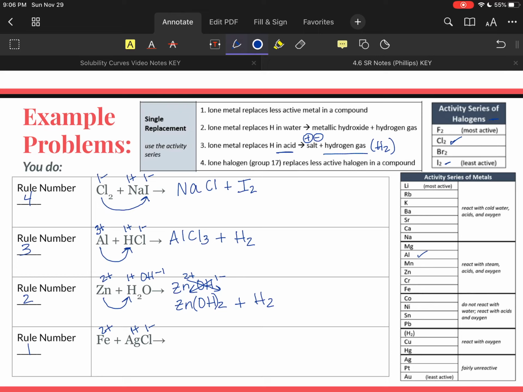Silver is 1 plus and chlorine is 1 minus. I need to look and see if iron will replace silver. Silver is down here and iron is right here. So yes, iron is above silver, so I'm going to have a reaction. So silver is just by itself, right? I've kicked it out. And then my iron, which is 2 plus, and chlorine, which is 1 minus. When I crisscross, I'm left with FeCl2.